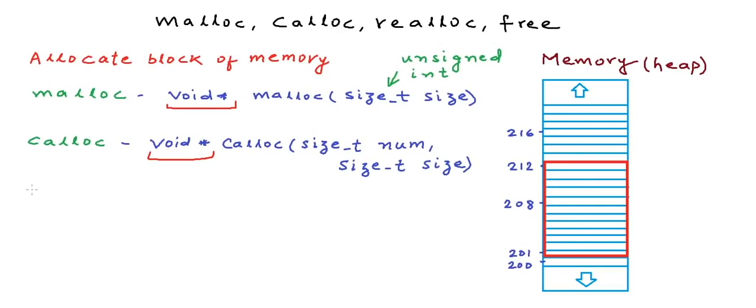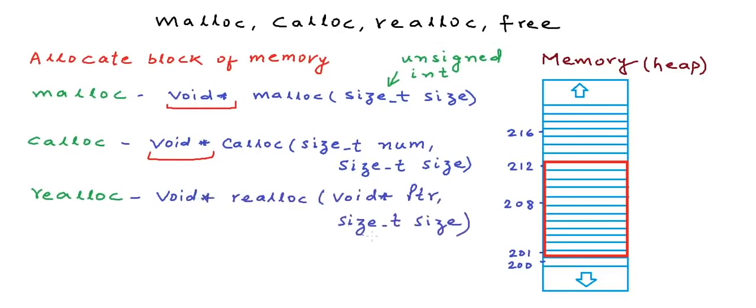The third function that we want to talk about is realloc. If you have a dynamically allocated block of memory, and you want to change the size of this block, then you can use realloc. This function takes 2 arguments. The first argument is a pointer to the starting address of the existing block, and the second argument is the size of the new block. There can be a couple of cases in realloc.